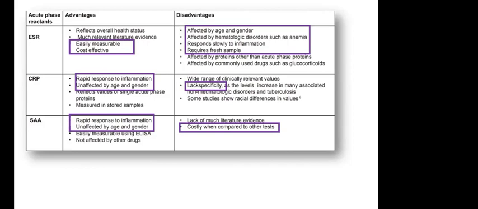The CRP rapidly responds to inflammation, rising within 4 to 6 hours, and it's unaffected by age and gender, but CRP is non-specific. Serum amyloid correlates better with the CRP and has a rapid response to inflammation, again unaffected by age and gender, but it's a very expensive test.